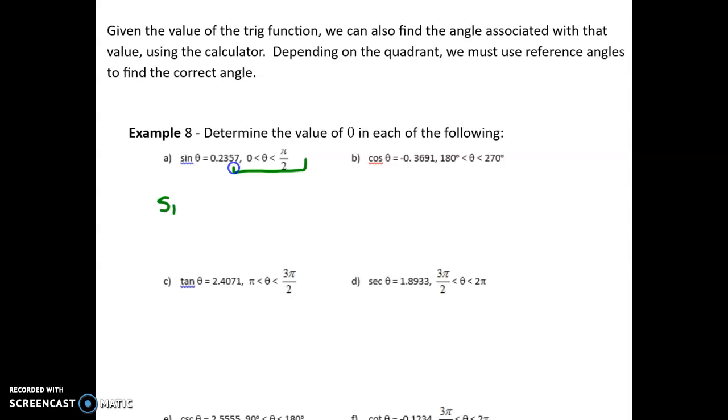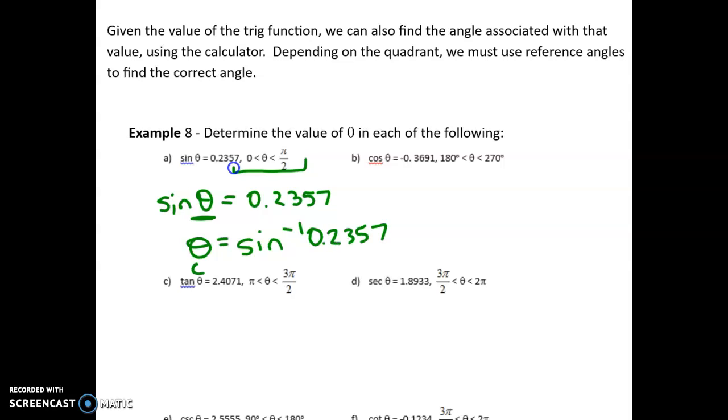So if I'm calculating sine theta equals 0.2357 and I want theta, how do you move sine over? Subtract it? No. Inverse. You inverse it, right. So remember that there's a button that looks like this, sine inverse. So what you need to do in radians is make sure sine inverse is 0.2357, and that will give us our reference angle. So this always gives us the reference angle.